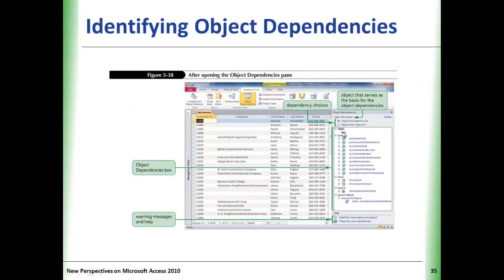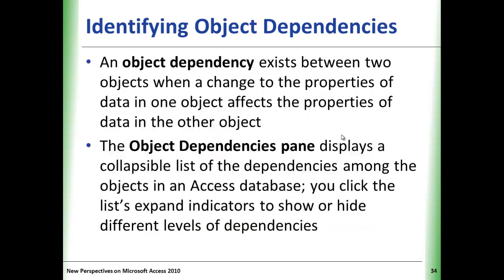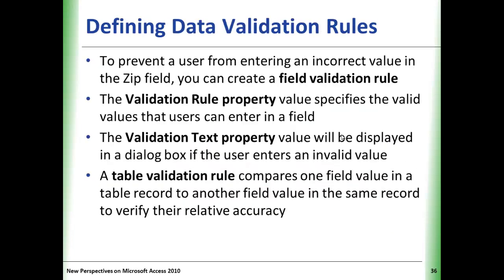Here's an example. When we're looking at the customer table, the customer is one side of the relation, and so there are no tables that are dependent on it, but there are plenty of forms, queries, and reports that are dependent on this table.